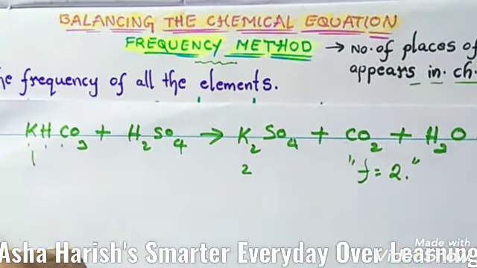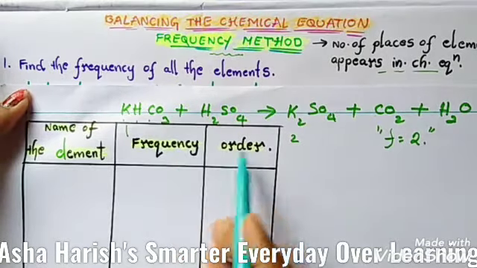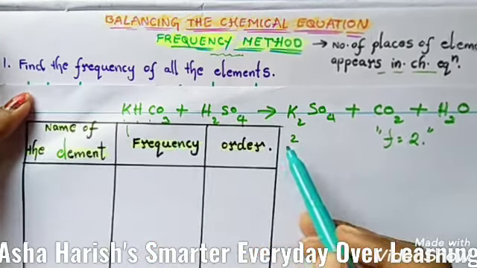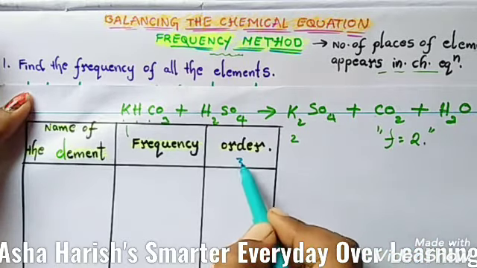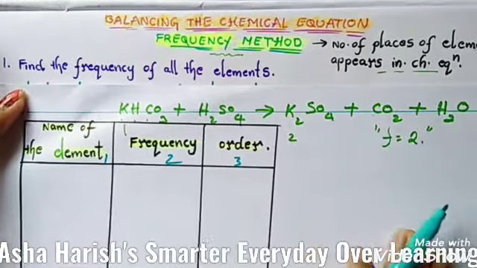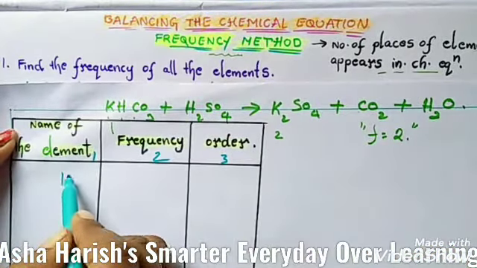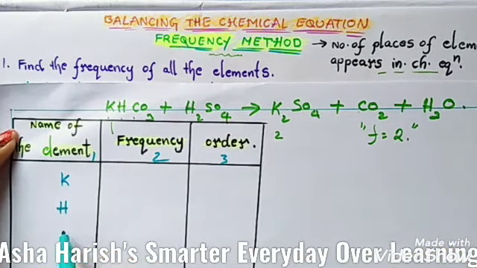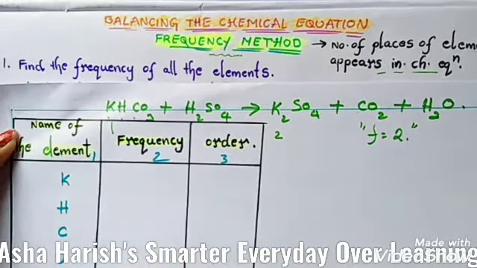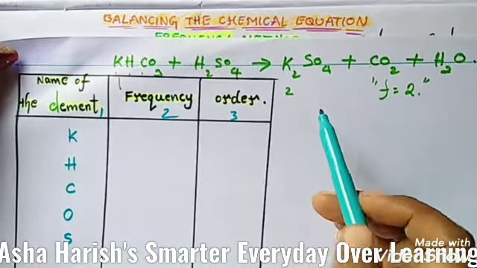For this, the first column is the name of the element, the second one is frequency, and the third one is order. Order means, based upon its frequency, which element we need to balance first. So this is third, this is second, this is first. In this example, the first element is potassium, the second is hydrogen, the third is carbon, the fourth is oxygen, and the fifth is sulfur. These are the elements present in this chemical equation.